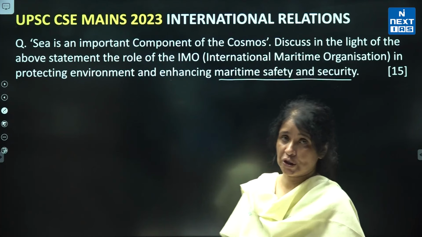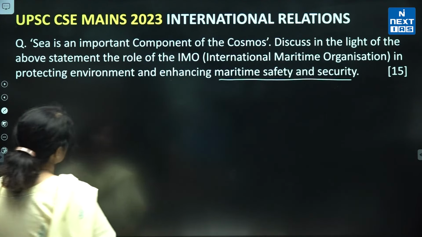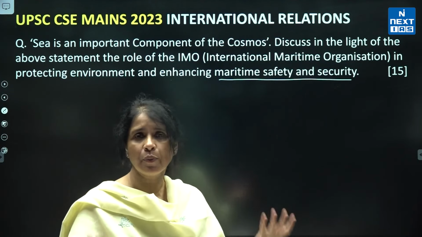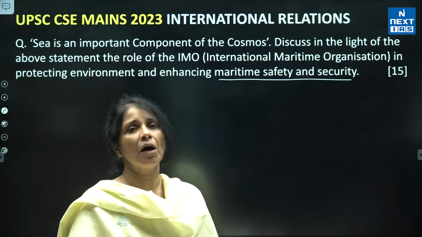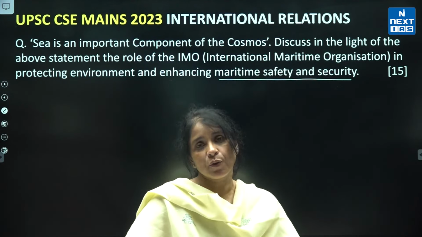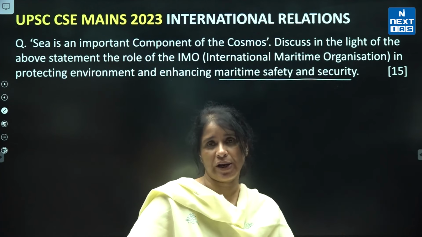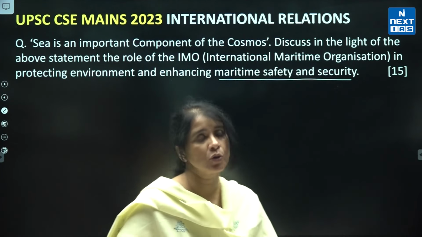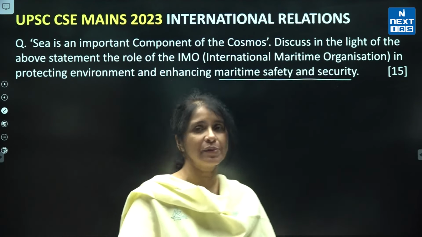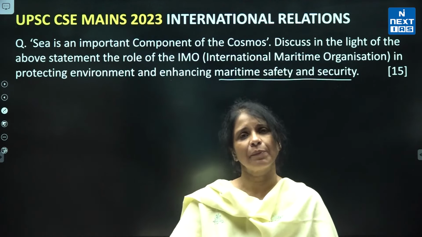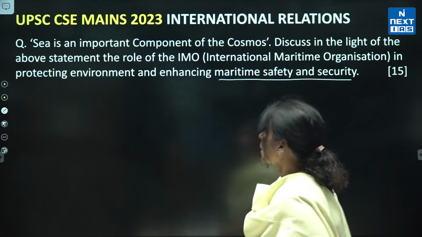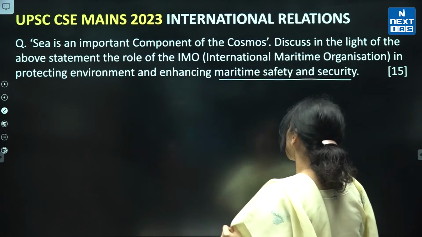Now let us look at the question. The question is, sea is an important component of the cosmos. Means seas are important because right now it is said that whosoever is influencing the global maritime trade, they are the superpowers. The global maritime trade is there, and then because of maritime, a lot of your climate change issues are also impacting your marine system. So that is why sea is an important component of the cosmos.